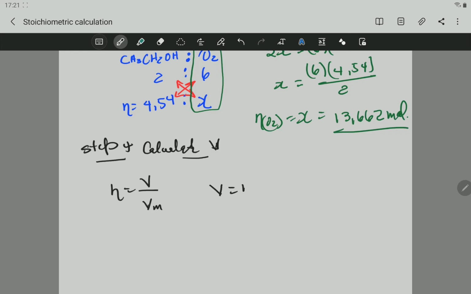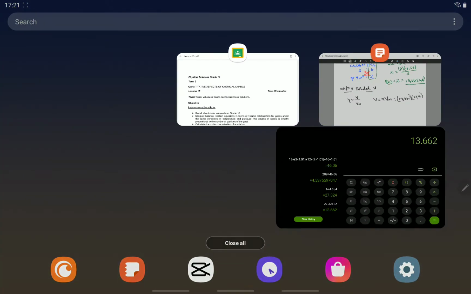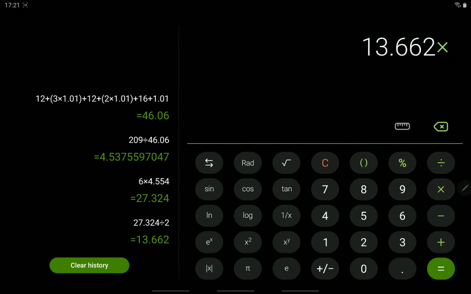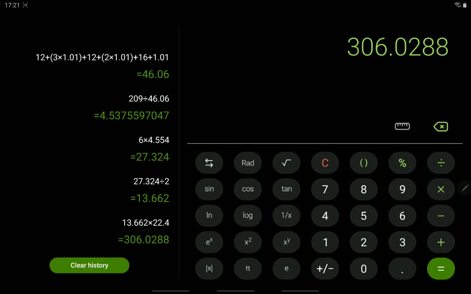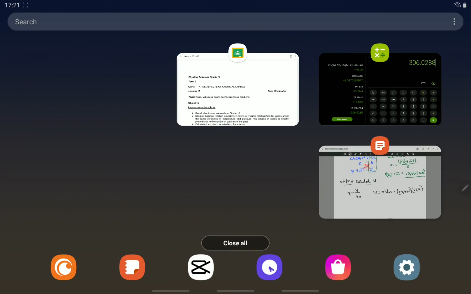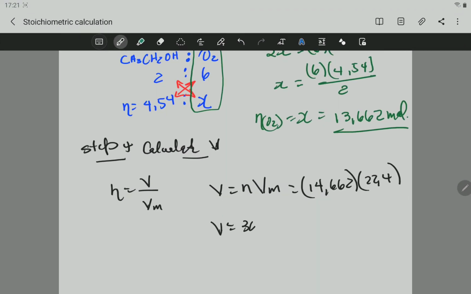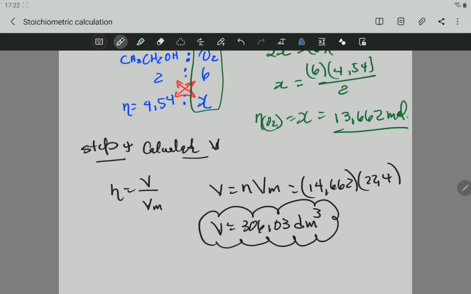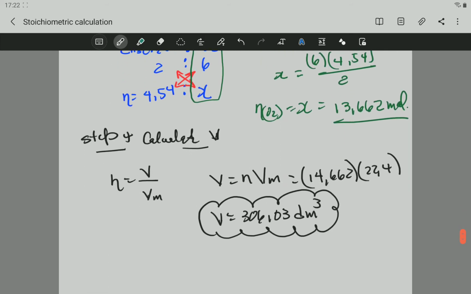It's a very easy rearrangement. So volume is going to be equal to number of mole multiplied by molar volume, and this is equal to 13,662. That multiplied molar volume is a constant, 22,4. We can now go to our calculator here. It is going to be that number times 22,4. The answer is 306,03 decimeter cubic. This is the answer for the amount of volume of decimeter cubic of oxygen you need to burn that quantity of ethanol.